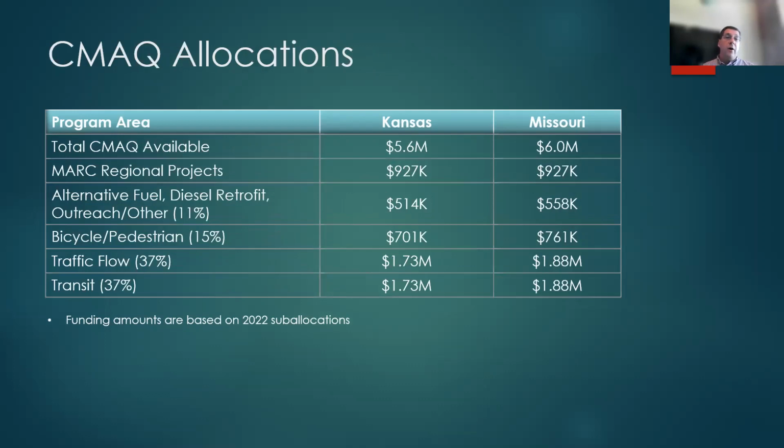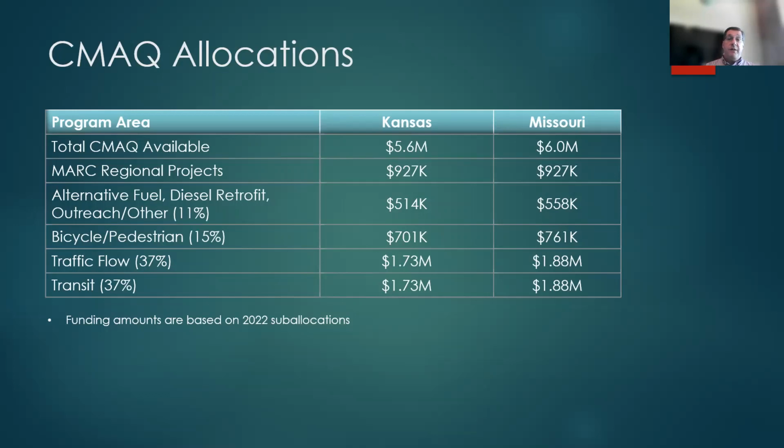CMAQ is the only program where MARC allocates funding to different particular areas based on the program area within CMAQ. So you can see the totals available for CMAQ. The MARC regional projects, which are air quality, public education, rideshare, and active transportation, they take some funding off the top by way of the MARC Board of Directors, $927,000 each over the 2-year period. And then we break it out by alternative fuel, diesel retrofit, and outreach and other, which takes 11% of the funding. And you can see the resulting funding amounts each in Kansas and Missouri.